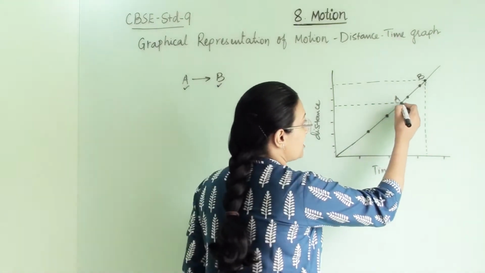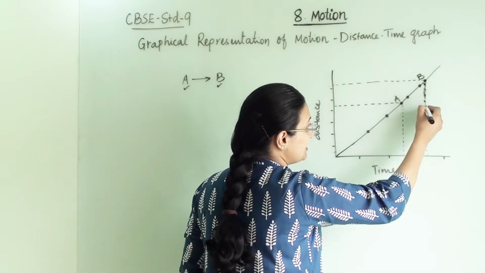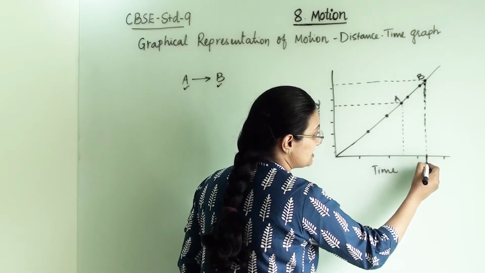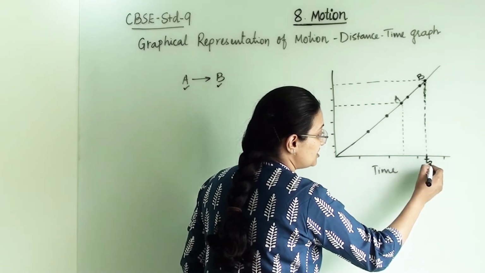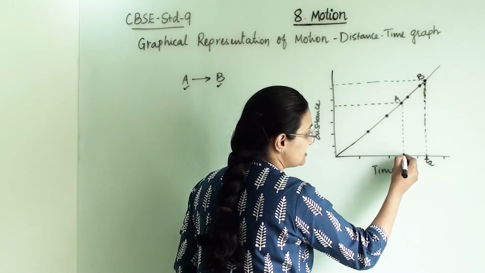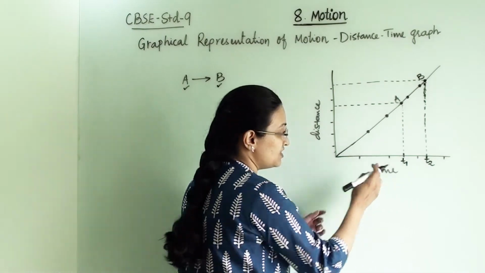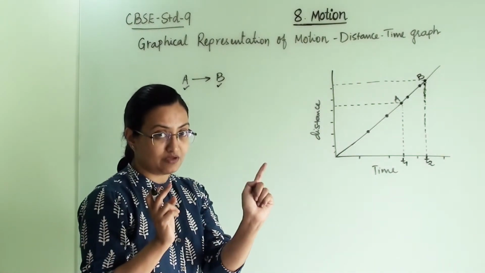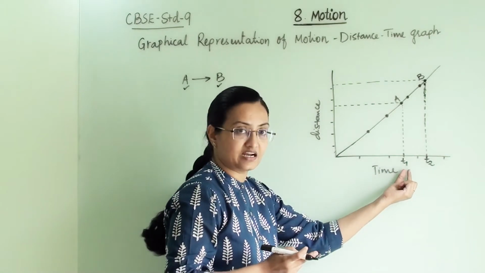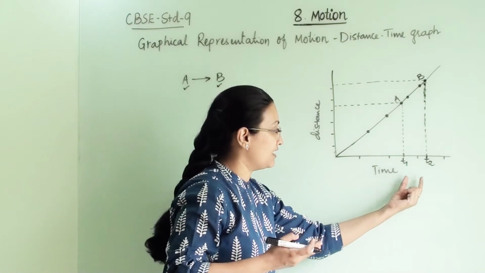To check that, we can just extend this line towards the time axis. Here it is going to be T2, and when we extend point A till this line, it is going to be T1. So this patch started from T1 and it is going to finish at T2. For example, it has started at 10 o'clock and finished at 11 o'clock, like that.